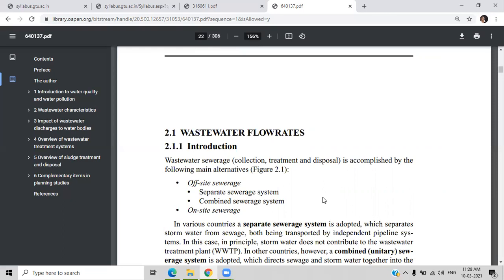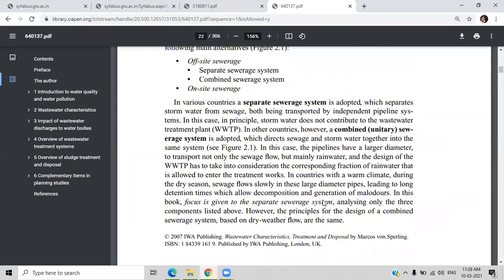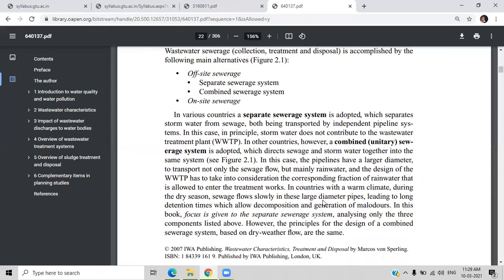So wastewater sewage is accompanied by the following main alternatives. First is the off-site sewage, and second is the on-site sewage. In the off-site sewage, there are two types: the separate sewage system and the combined sewage system. So what is a combined and what is a separate system? We can see in this chapter. In various countries, a separate sewage system is adopted, which separates storm water from the sewage, both being transported by independent pipeline systems.